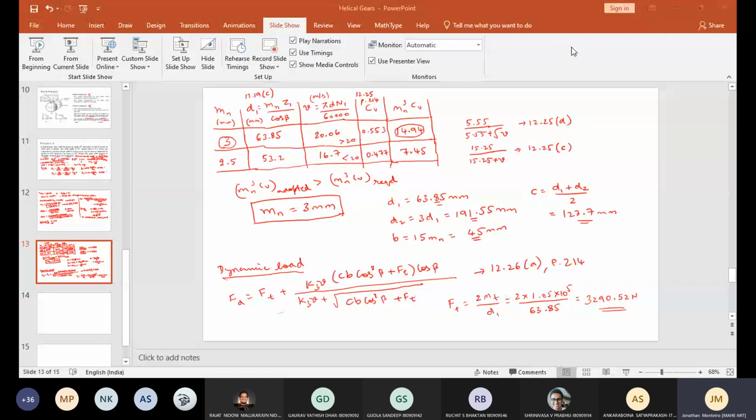But whatever it is, anyway, the notes has been already communicated to you, and the portion will be in the springs itself, as of now. So you need not worry about gears as of now. You can concentrate on springs for that quiz.